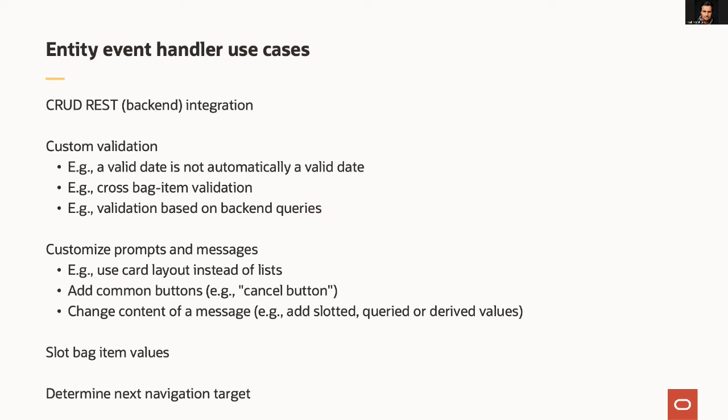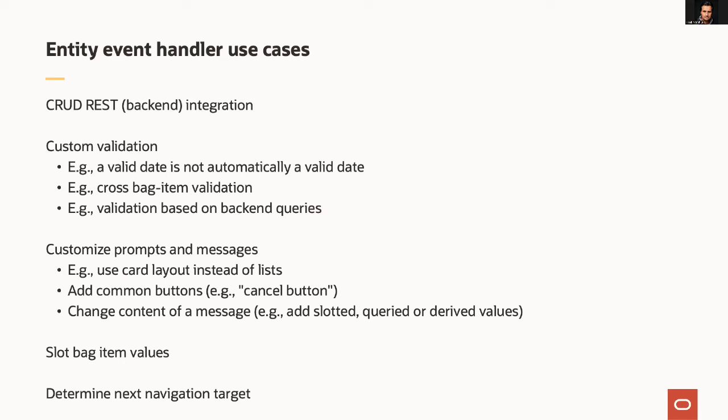Now, what if I want to have a card layout? Now I can do that. I can override the default rendering of the UI. Then I can slot bag item values. So no matter where this is coming from, if there's any condition or any object I can access through JavaScript, if it's saved in a variable, or if I do a REST call, I can slot items, the values of it, or I can compute those things.